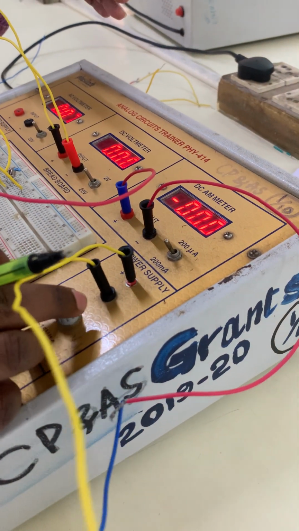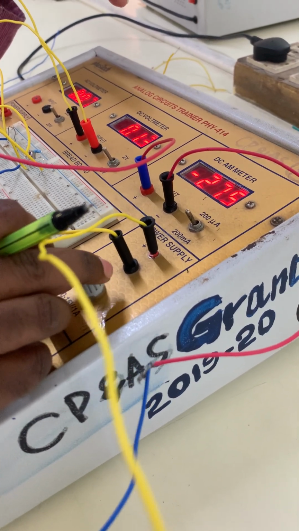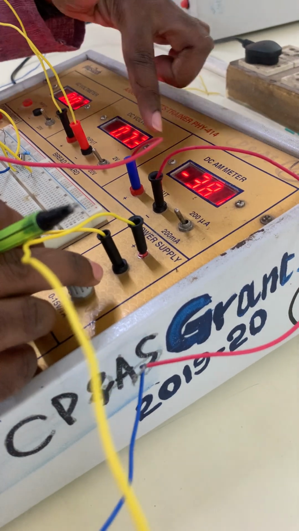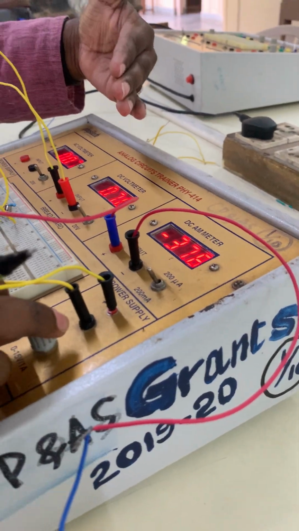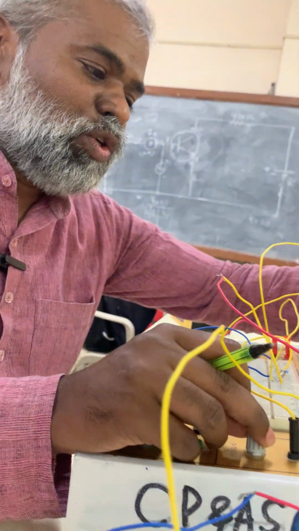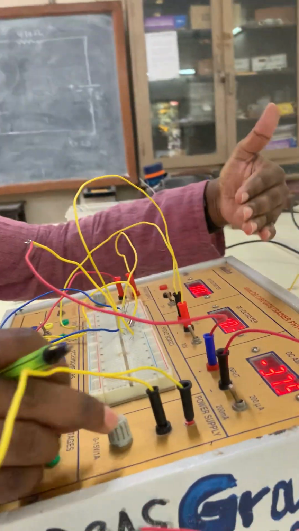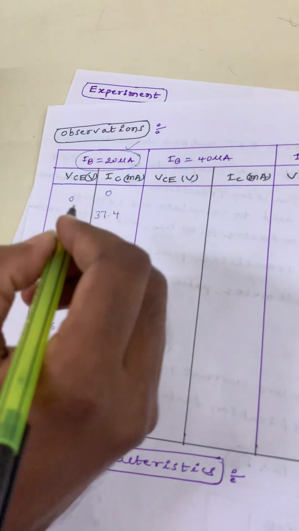Now you have to apply 1 volt directly. How many volts do you have to apply? 1 volt, right? Why is it coming negative? Because it is a reverse bias. Output bias is the reverse bias, so you are getting the negative value only. Now you apply the 1 volt. How much are you getting? That is 37.4 milliamps.